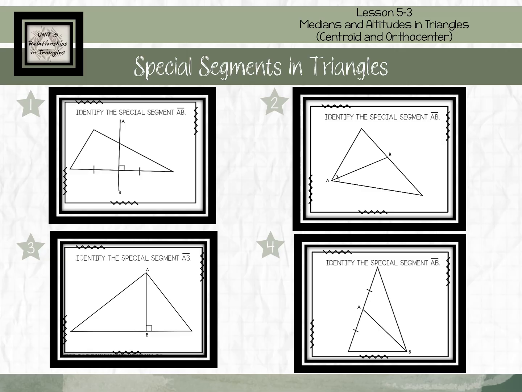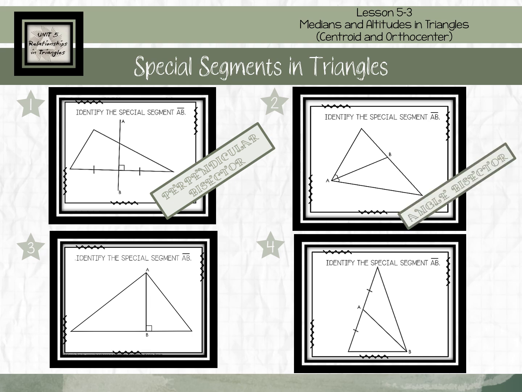Identify the special segment, segment AB. Looks like it's going through the midpoint of a side and perpendicular, so that's a perpendicular bisector. This one looks definitely like an angle bisector. This is a segment, it goes through a vertex perpendicular to the other side, doesn't go through a midpoint or anything. That's an altitude. And this one goes from point B, a vertex, to the midpoint of the opposite side. So that's a median.